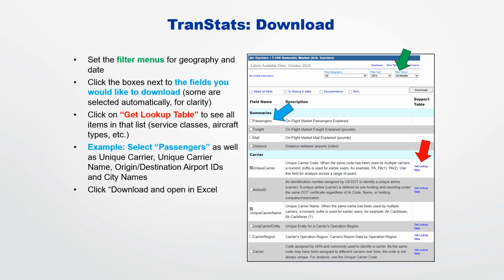Next, you want to click the boxes next to the fields you would like to download. Some are selected automatically because they break out how the data is aggregated. But you have to select something under summaries or you won't have anything to count. Click on Get Lookup Table if you want to see all the items in that field. For example, here you're going to select passengers as well as unique carrier name, origin and destination, and the city names, and then click Download. Remember that the current year's data may not be complete, so be aware of release dates. Remember that you have to select one of the fields under summaries or you won't have anything to analyze in your download.